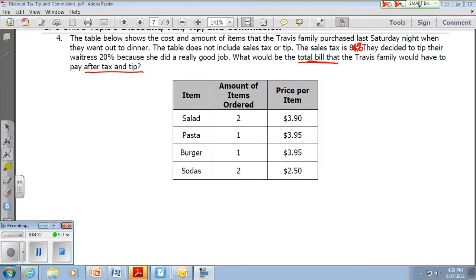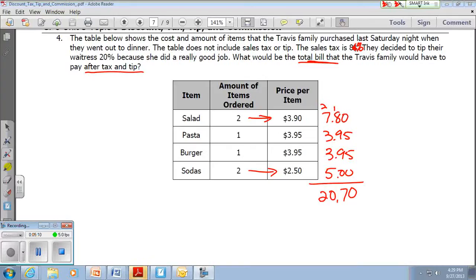I know that they got two salads at $3.90 each. So that's going to be $7.80. Then we have a $3.95, another $3.95, and then a $5 because that's two items at $2.50. And we're going to total all those up. So I got $20.70. That's the total of the food before tax. So let's find the tax first.